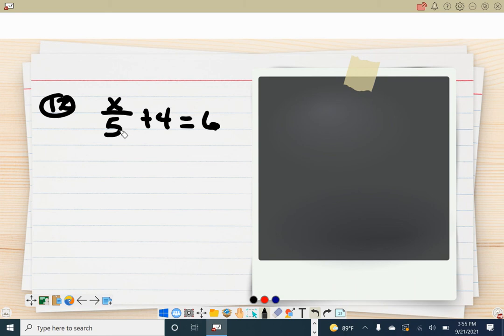X divided by 5 plus 4 equals 6. Draw your river. Subtract your 4 from both sides. Multiply the 5 on both sides. And get your answer. And by the way, on your paper, I know this says 13, but it is just problem 12, not 13. Okay?